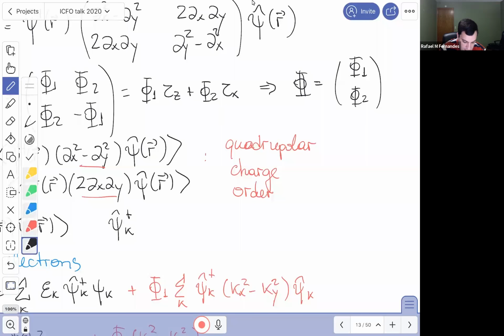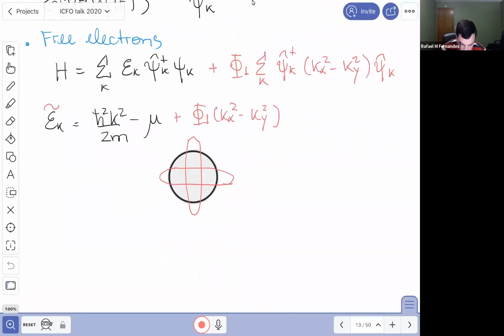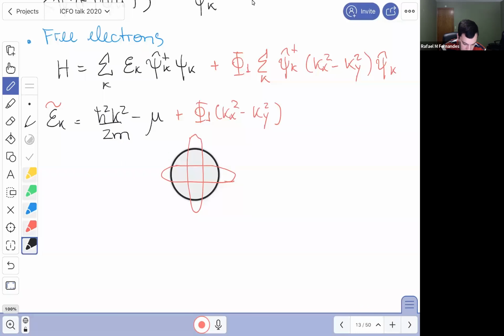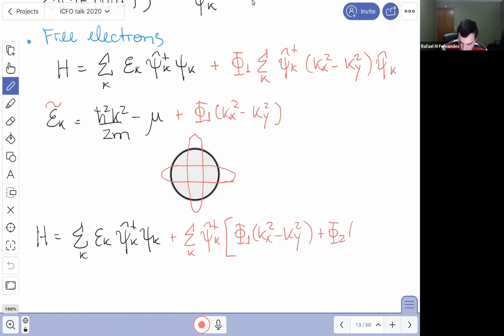Okay. Now let's see why I need them. Let's go back to my example here. I had these three electrons, and I had just added phi one. Let's add both phi one and phi two, and let's see what happens. So I get sum over k, psi dagger k, and now I'm going to add both phi one and phi two. So I'm going to write it like this: sum over k, psi dagger k, phi one times (kx squared minus ky squared) plus phi two times two kx ky, psi k.